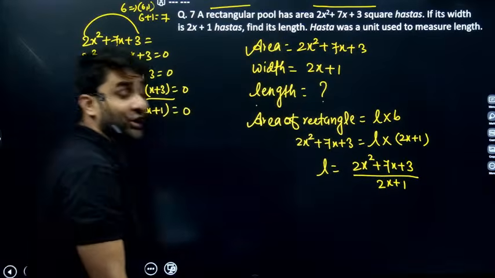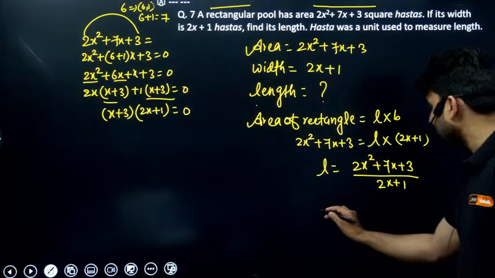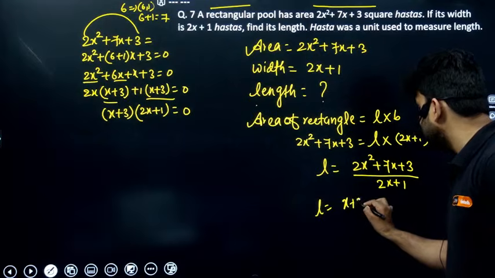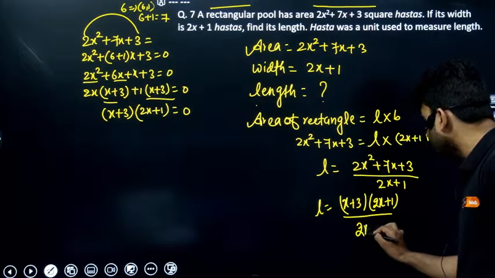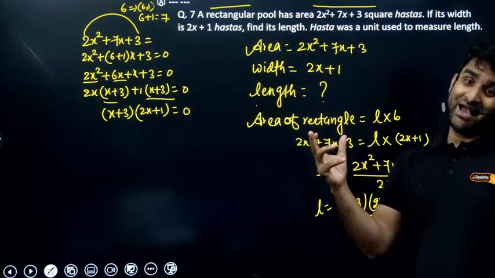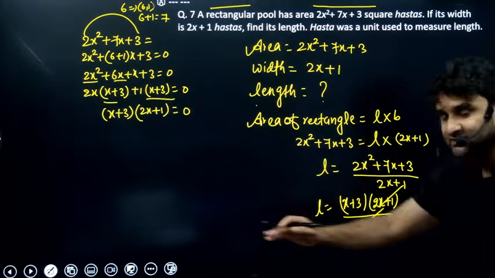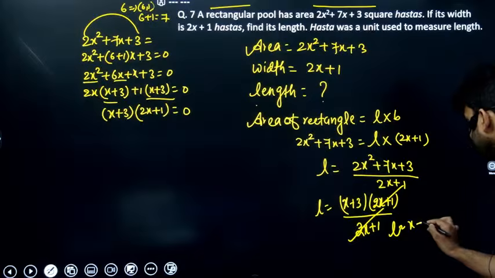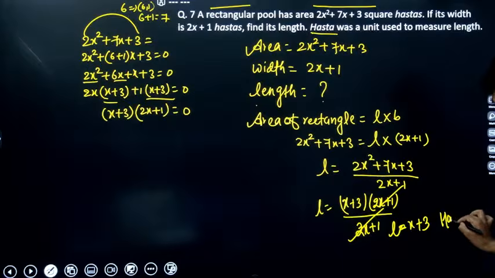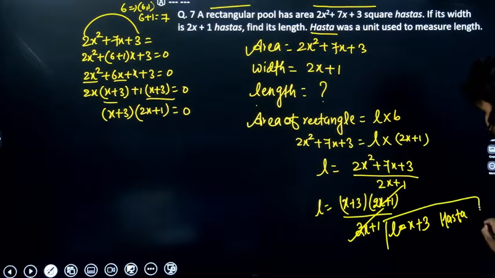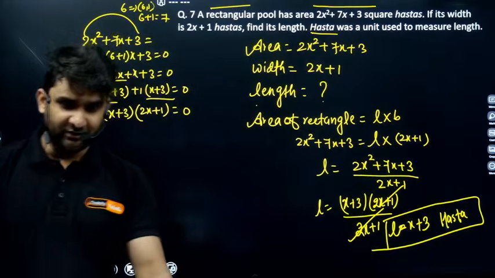The factorization of this polynomial is equal to this. So we can write length is equal to x plus 3 into 2x plus 1 divided by 2x plus 1. It's magic. 2x plus 1, 2x plus 1 cancel. So we have length is equal to x plus 3. And the unit we are using here is hasta. So we can write x plus 3 hasta. This is the answer. x plus 3 hasta is the breadth. Clear, everyone?